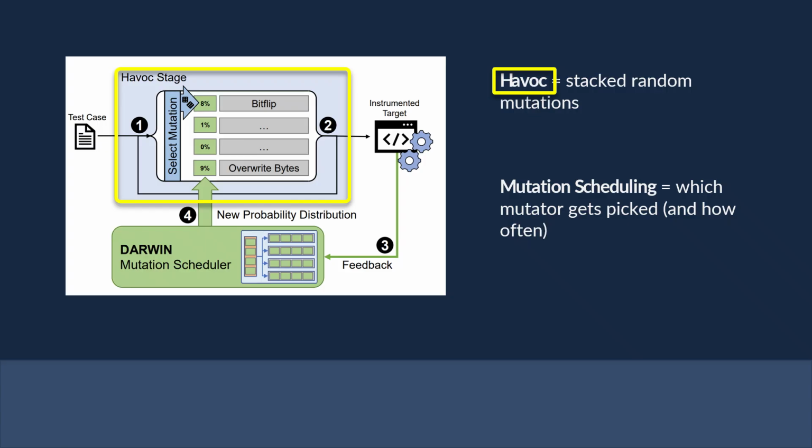Now, a common baseline in certain fuzzers is just random choice of mutators, or sometimes a distribution of mutators, trying certain ones a certain amount of time. But Darwin actually argues that there are better ways to do it, and that's one key thing that we're going to talk about throughout this presentation, called mutation scheduling, which is the logic behind which mutator gets picked and how often it does.